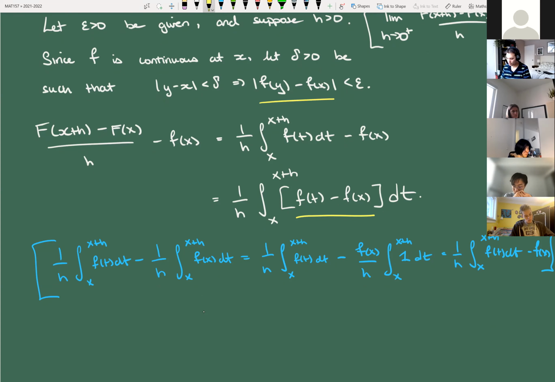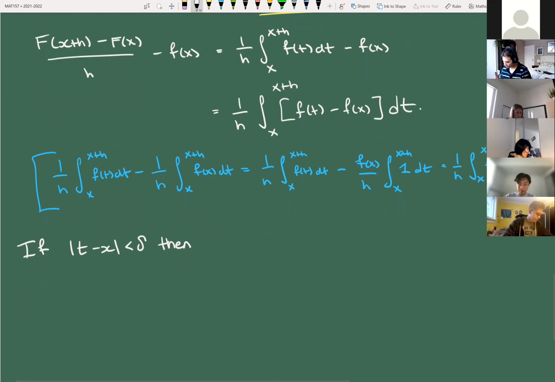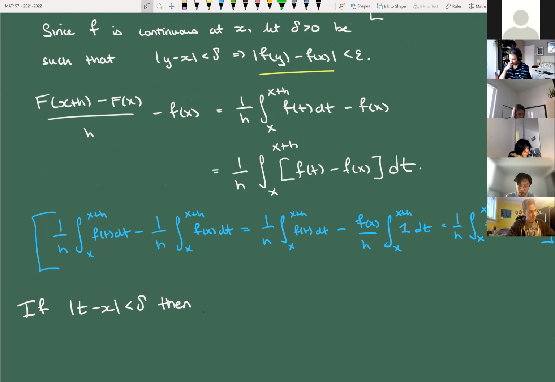So now notice that this thing here is, up to using t now instead of y, that is f of y minus f of x, right? Except that we've just used some sort of different dummy variable. So if t minus x is less than delta, then we are going to have... Actually, here, what do I want to say here? Choose.